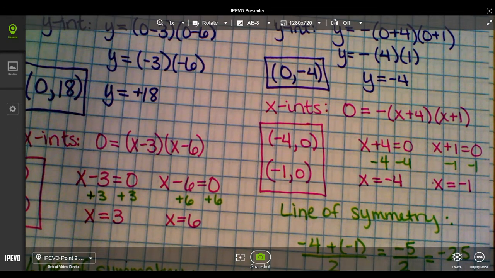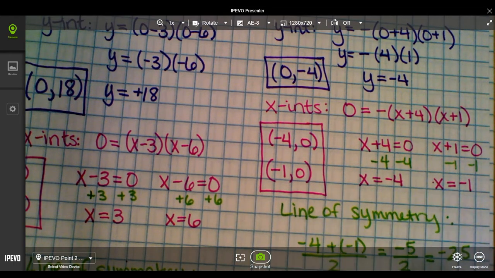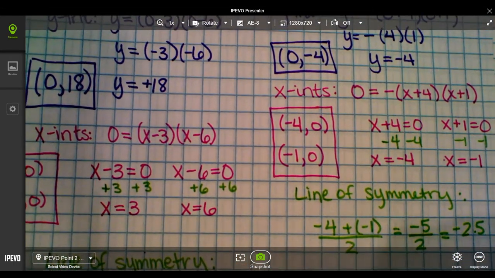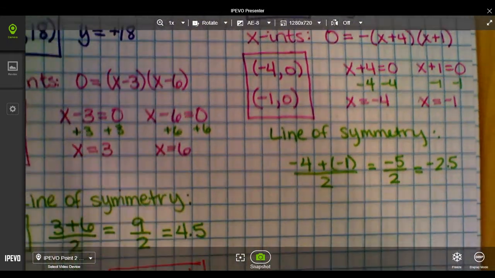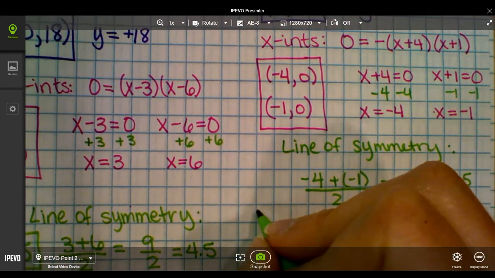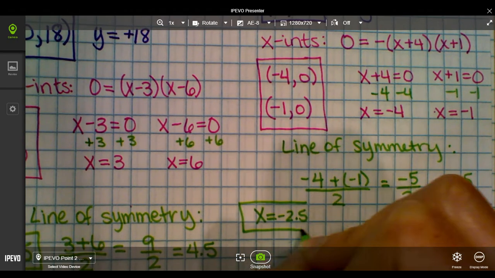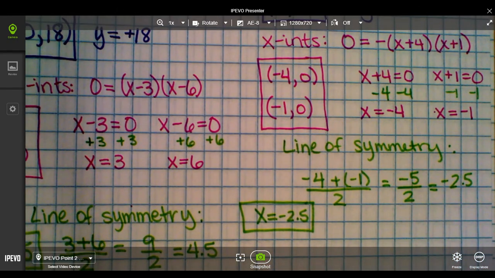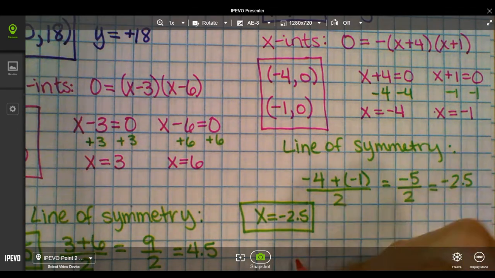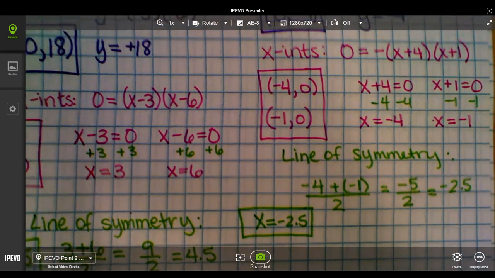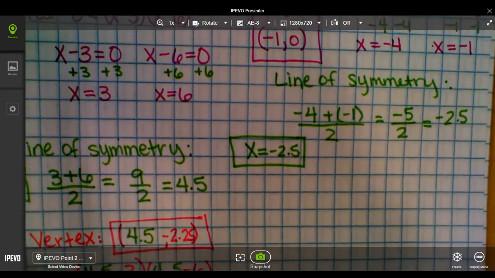But again, over here, if you want your line of symmetry, you want that vertical line that's cutting your parabola in half, which means I need x equals negative 2.5. That is my vertical line that will cut my parabola in half. Okay, then the last thing I need to do is just solve for my vertex. Let's remember to move the camera down this time.